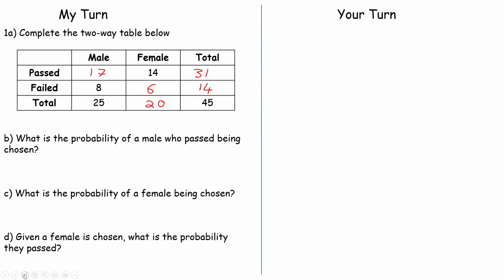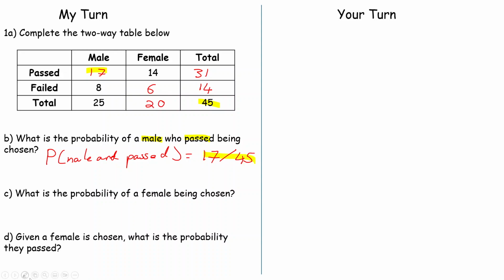Part B, on to what we're really focused on this video. What is the probability of a male who passed? So a male who passed being chosen. So we're looking at a male and that they passed, which is 17. Okay, so we're looking at 17 out of your total of 45. So we can say that the probability of getting a male who also passed is equal to 17 out of a total of 45, and that is your answer for part B.